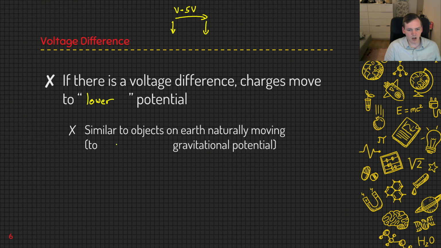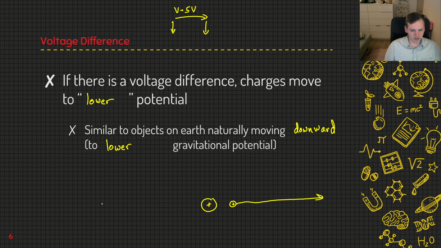And this is similar to objects on Earth naturally moving downward, because in that case they're moving to lower gravitational potential. So if I've got a positive charge here and I put another positive charge here, one way to talk about it is this positive charge moves away because it's moving in the direction that lowers the voltage, to a lower voltage farther away.